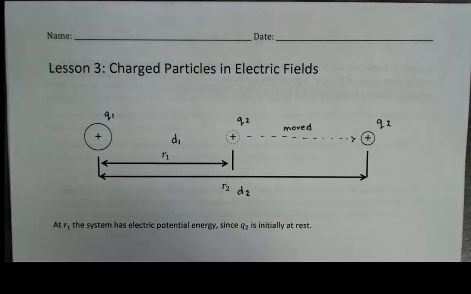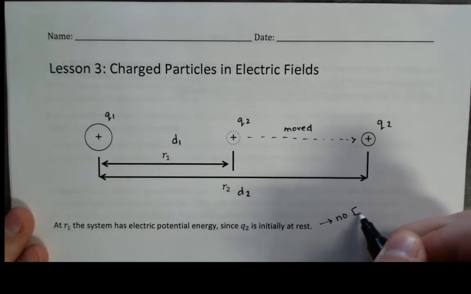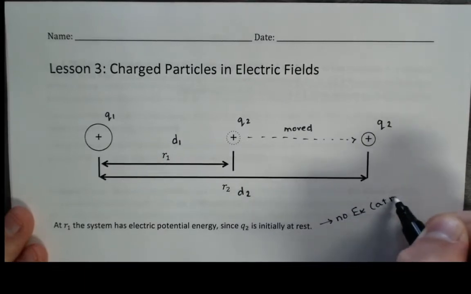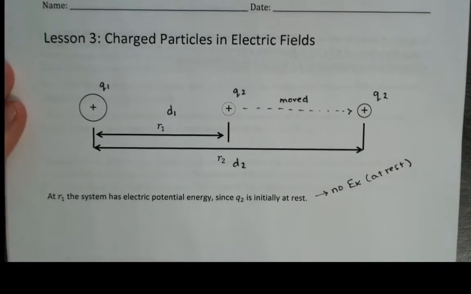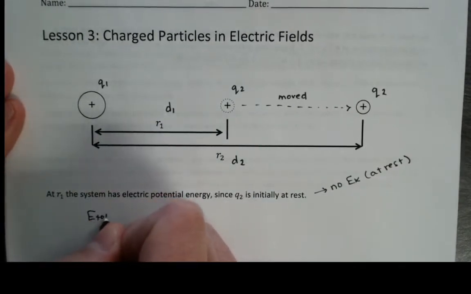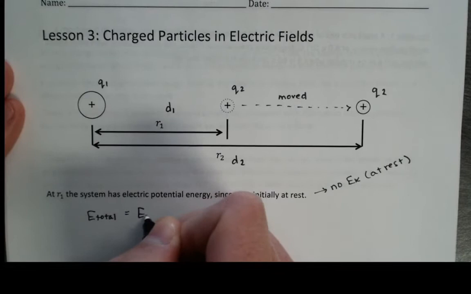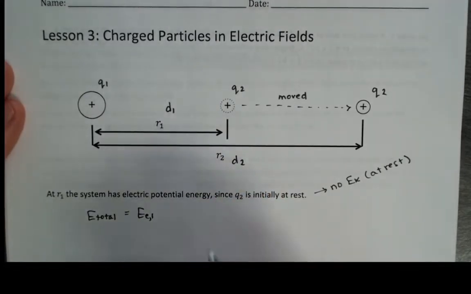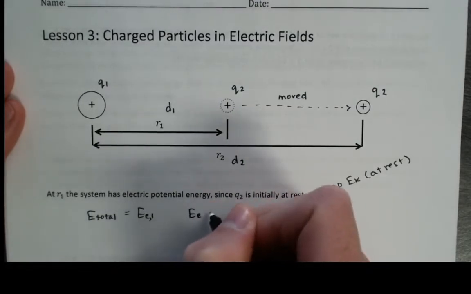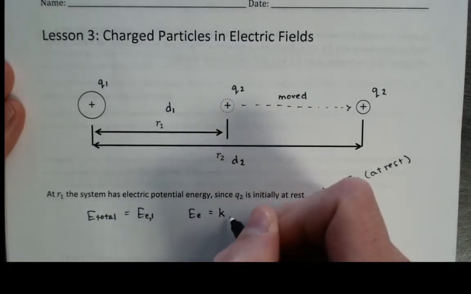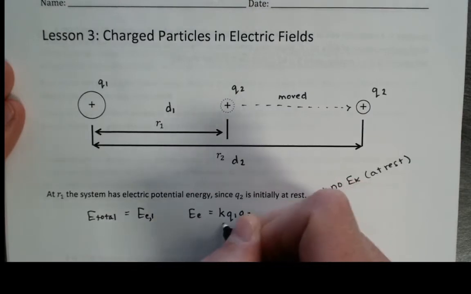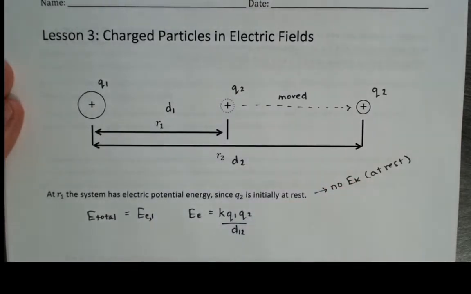So it has no kinetic energy because it's at rest. So in this scenario, the total energy is the electric potential energy initially, okay? And electric potential energy from our formula sheet is this. So K, the constant, multiplied by Q1 times Q2, divided by the distance between them, okay?